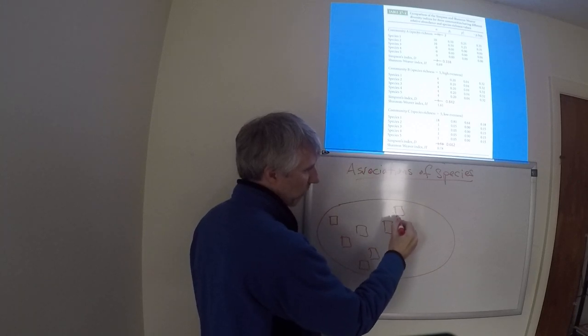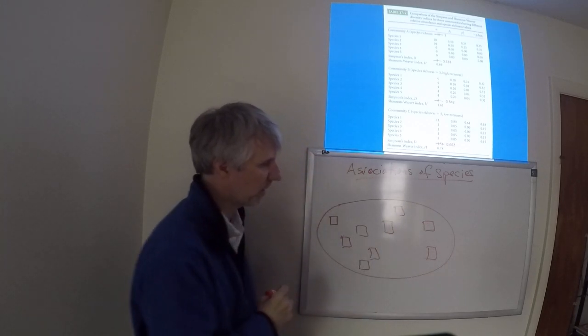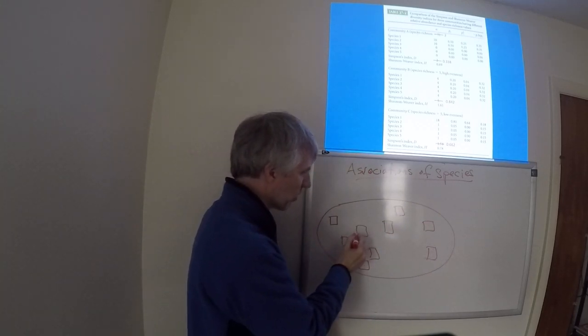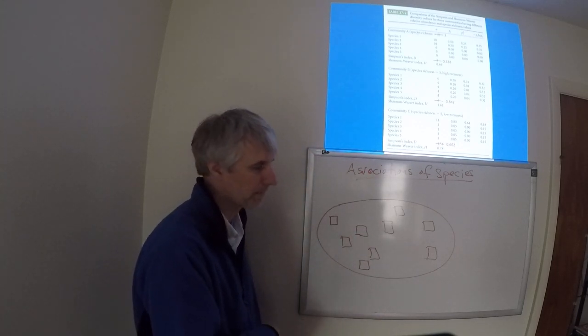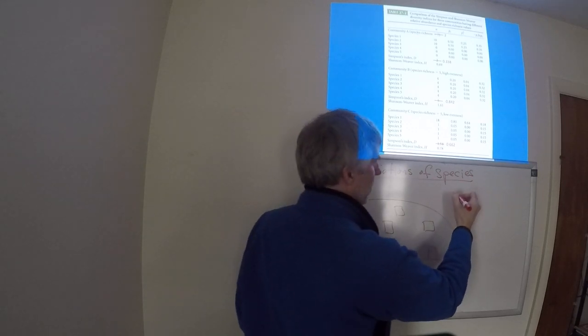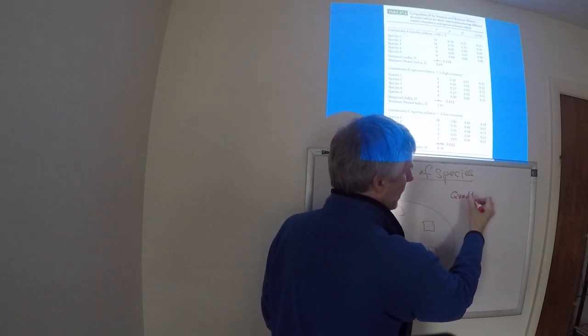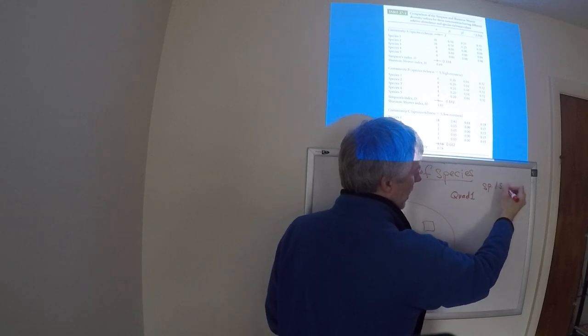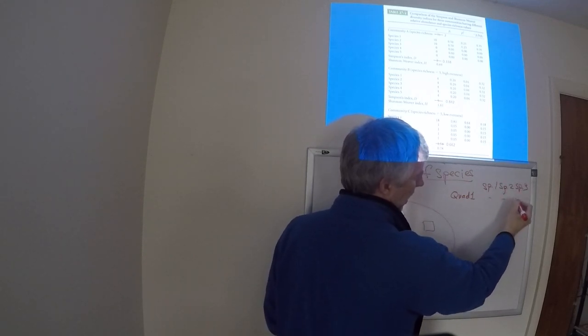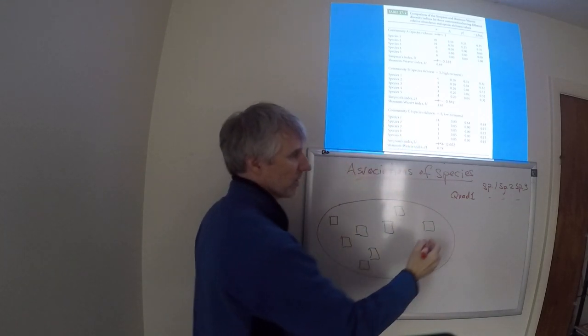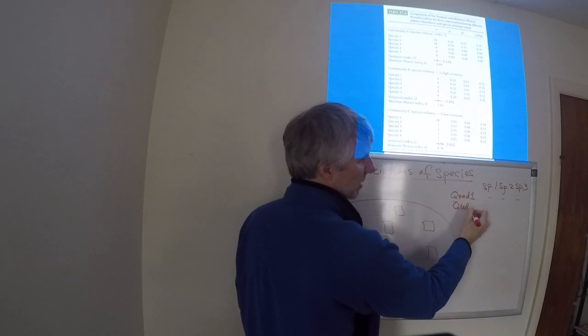These quadrats are randomly placed within my community, and in each of the quadrats, I'm going to look for the presence or absence of species, right? I'm going to write down quadrat 1, species 1, species 2, species 3, etc. and I can go ahead and enter that information for each of my quadrats.